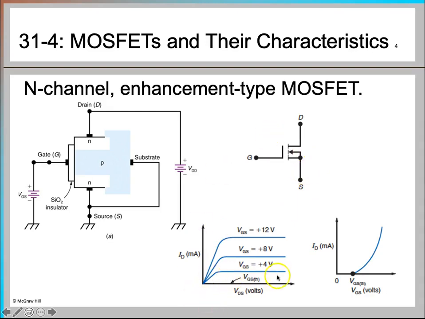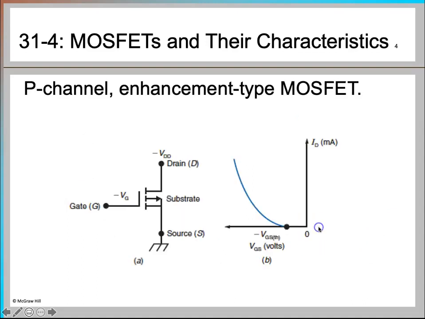So you see here that as you increase the VGS, let's say here it's positive 4 volts and then positive 8 volts and positive 12 volts, there is an increase in the drain current as we increase the voltage. And in this particular curve, which is between the VGS and the ID, you see there's a threshold voltage here. As the voltage VGS is increased, the drain current is also increasing. Okay, so this was your N-channel enhancement type MOSFET.